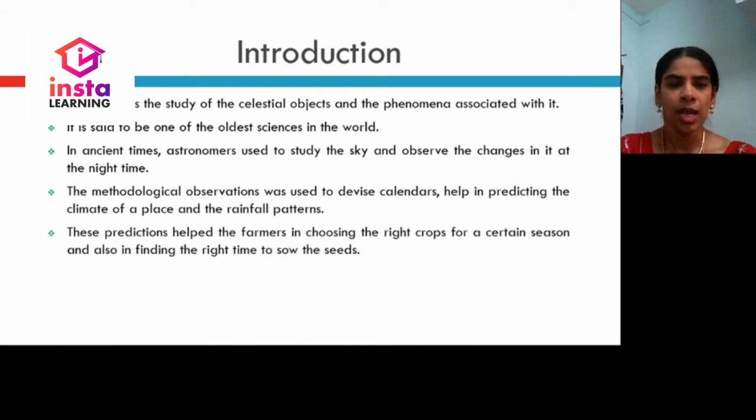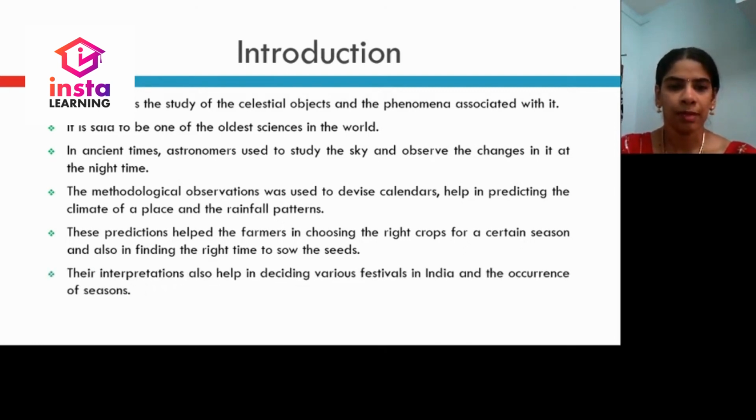These predictions help the farmers in choosing the right crops for a certain season and also in finding the right time to sow the seeds. Their interpretation also helped in deciding various festivals in India and the occurrence of seasons.